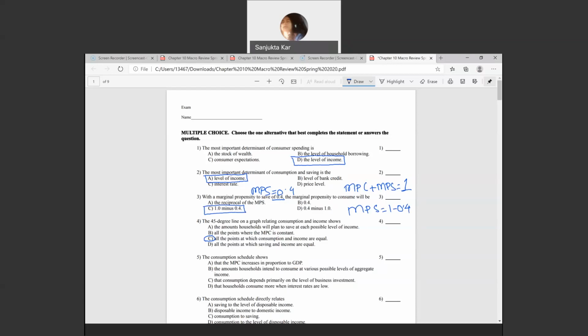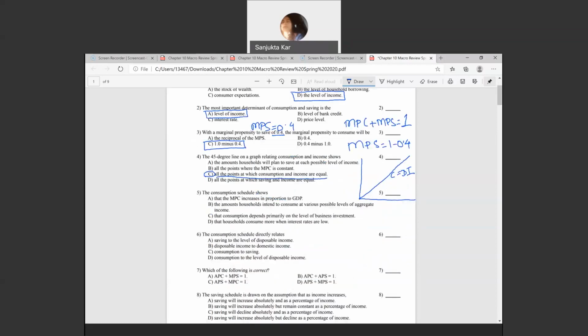Question number 4, the 45-degree line on a graph relating consumption and income shows all the points at which consumption and income are equal. Remember this line here where we have consumption equal to disposable income.